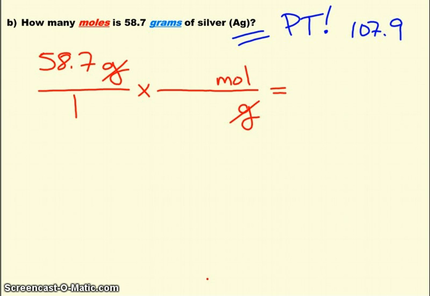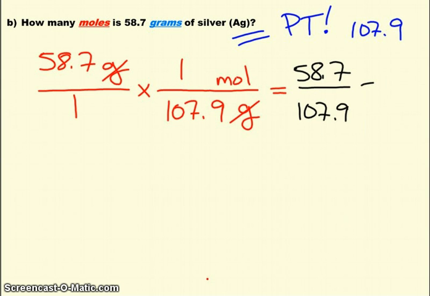So now, again, make sure you put the number in the right spot. It's 107.9 grams per 1 mole. Mathematically, that's going to put 58.7 on the top, 107.9 on the bottom. So now I have to divide. There's 3 numbers in my starting measurement, so I'm going to answer this 0.544 moles.